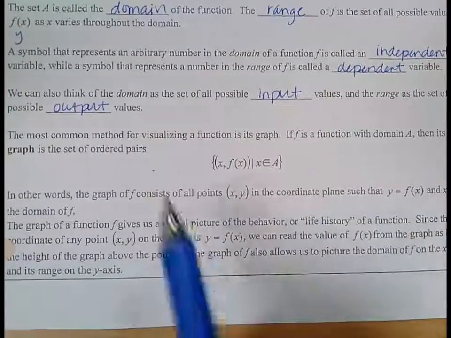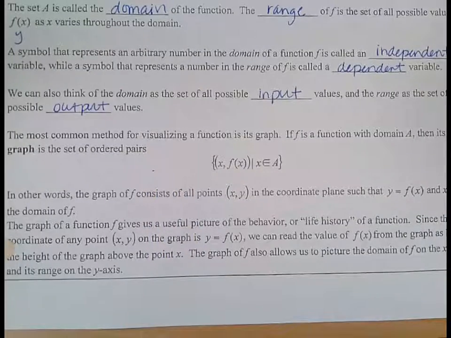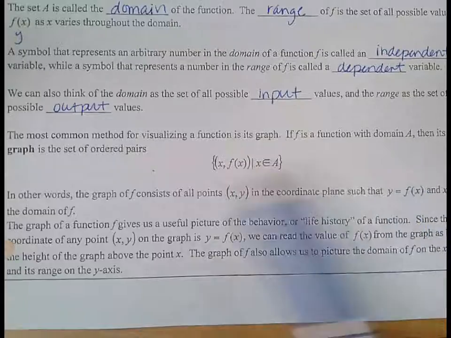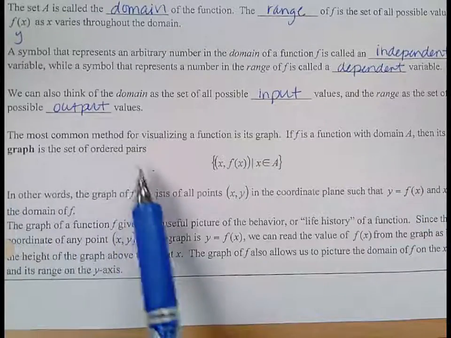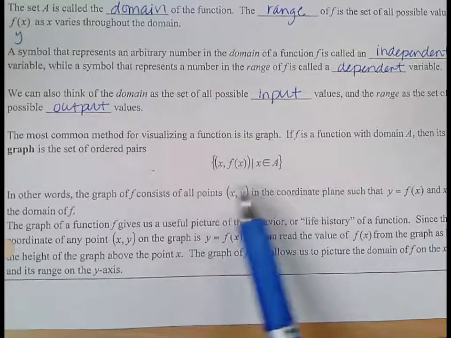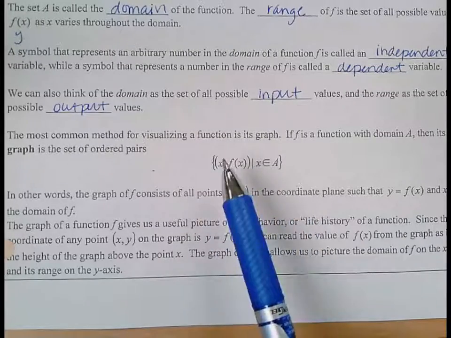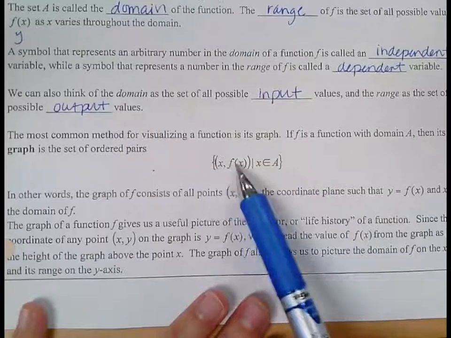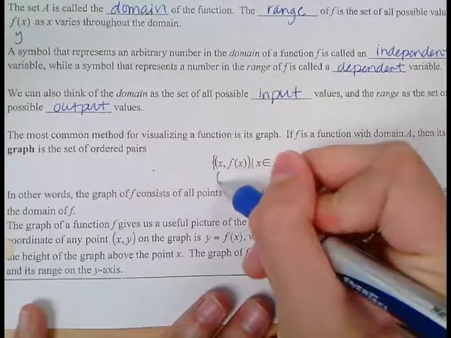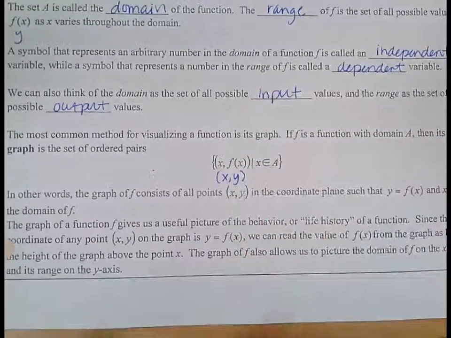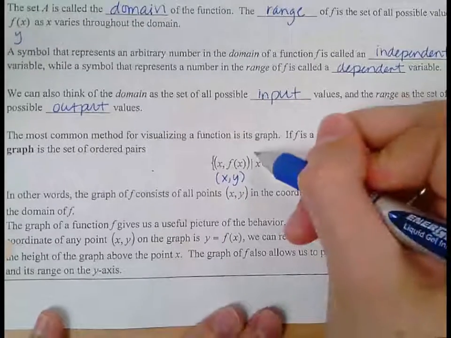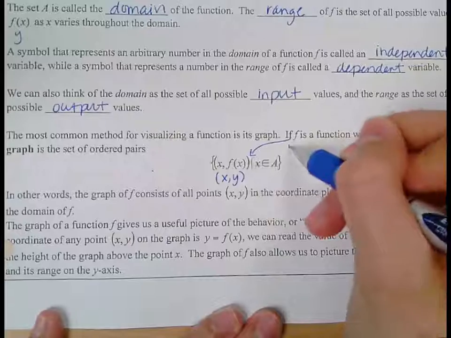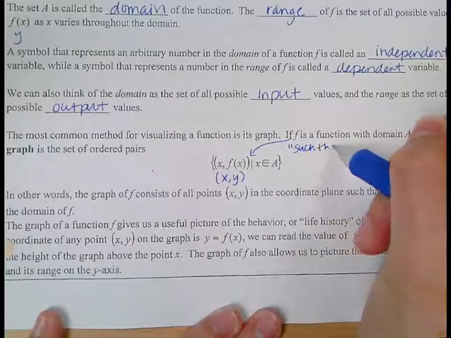And then the most common method for visualizing a function is the graph of the function. So if f is a function with domain A, then its graph is the set of all ordered pairs, and this is how it's written in set builder notation. What this means: this ordered pair x, f of x is just y. So it's just an ordered pair x, y. We've kind of talked about this with the warm-up.